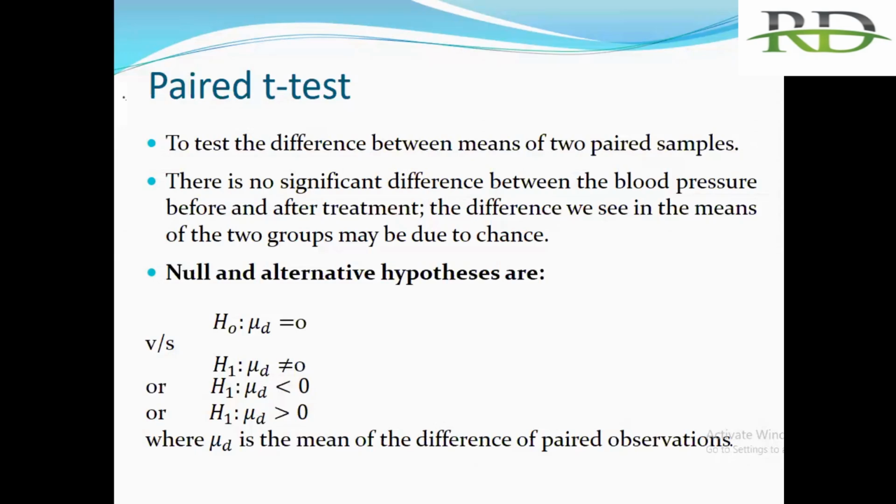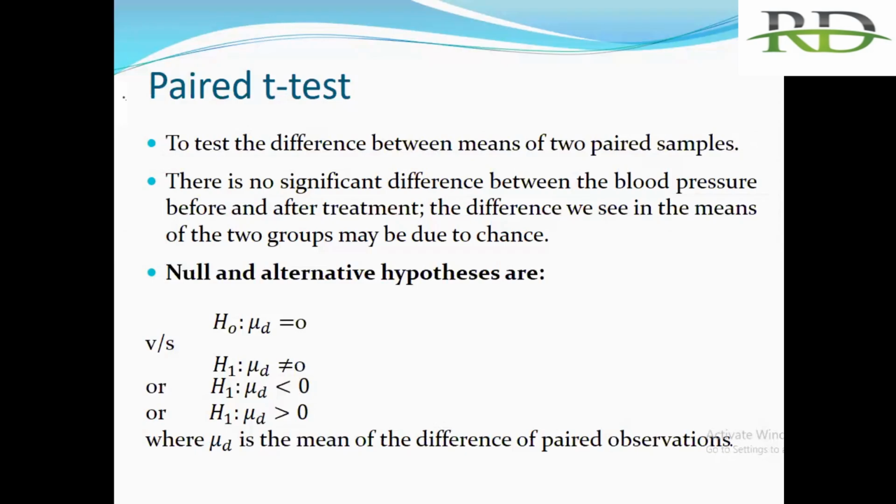So, for paired t-test, we calculate the difference. There are two samples, before and after. We try to calculate its difference, and on the basis of difference, the null and alternative hypothesis is prepared. So it is just a way of writing. It is based on two samples. Both the samples have to be paired, but the hypothesis is framed on difference.